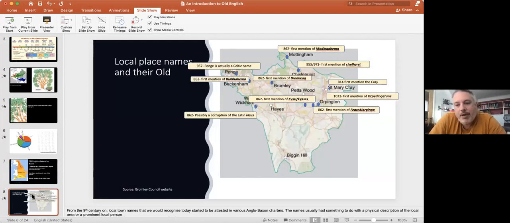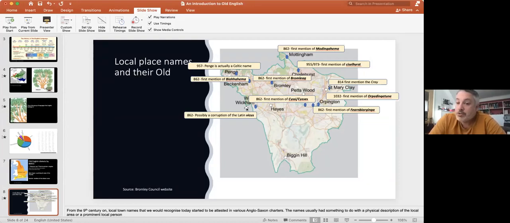So here's a map of the Borough of Bromley. And you'll see that in the Borough of Bromley, we've got records dating back all the way to the 9th century of Anglo-Saxon or Old English names for local areas. So the earliest one, and there's a few here, is actually the mention of the River Cray. The River Cray seems to mean something like clear water or running water, but that's the first mention. So right at the beginning of the 9th century, that's the first mention.